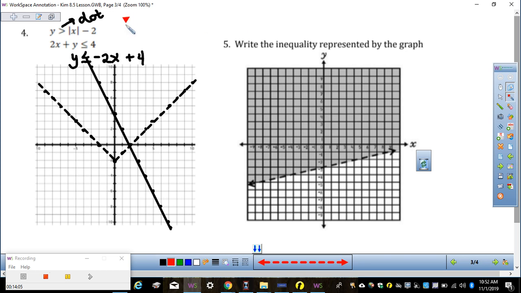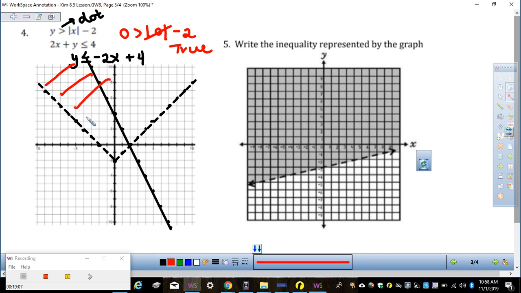Okay. So if I plug in 0, 0 to this absolute value, the absolute value of 0 is just 0, I am left with 0 is greater than -2. That is a true statement, which means we should be shading inside the absolute value. So I'm just going to do some lines in here. I want everything inside my absolute value.